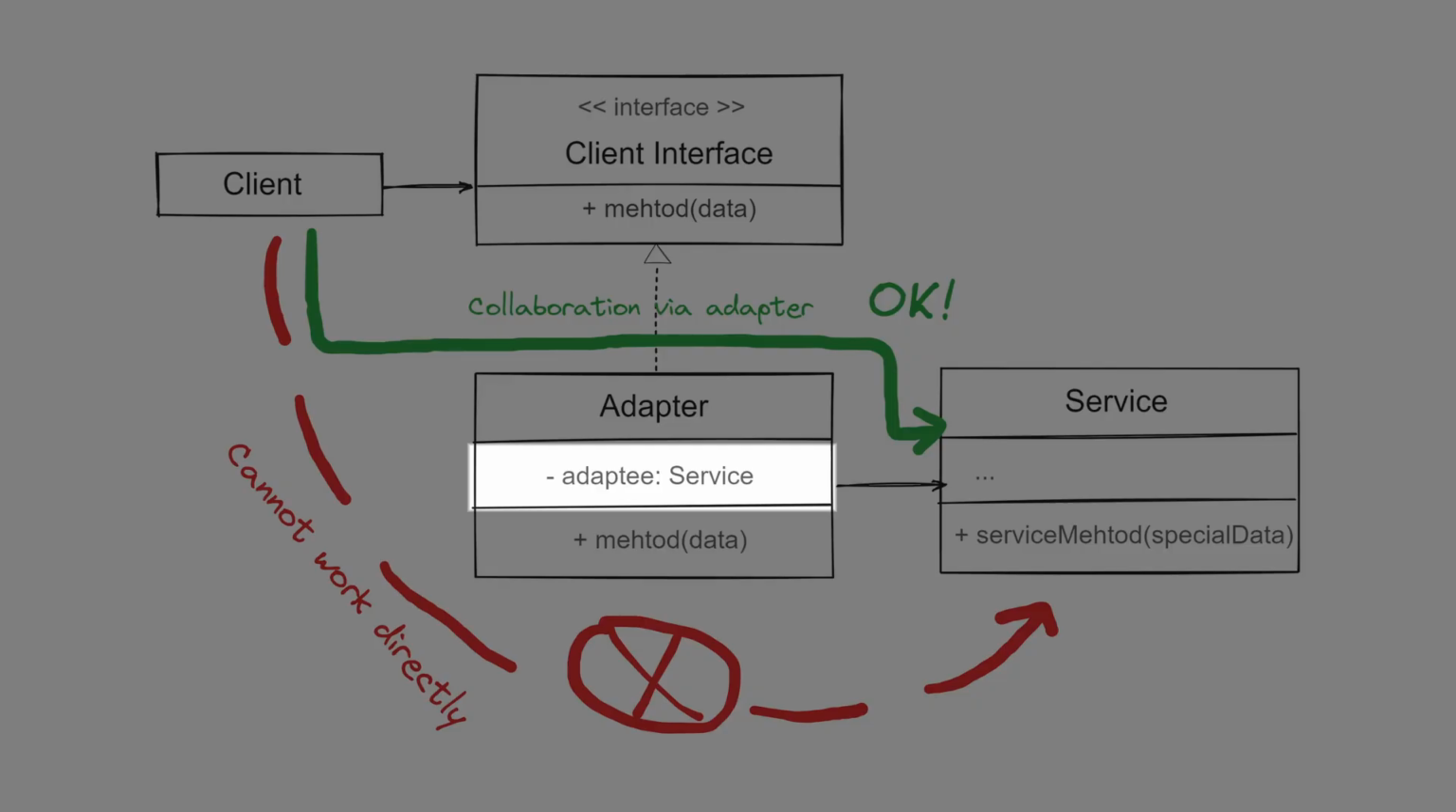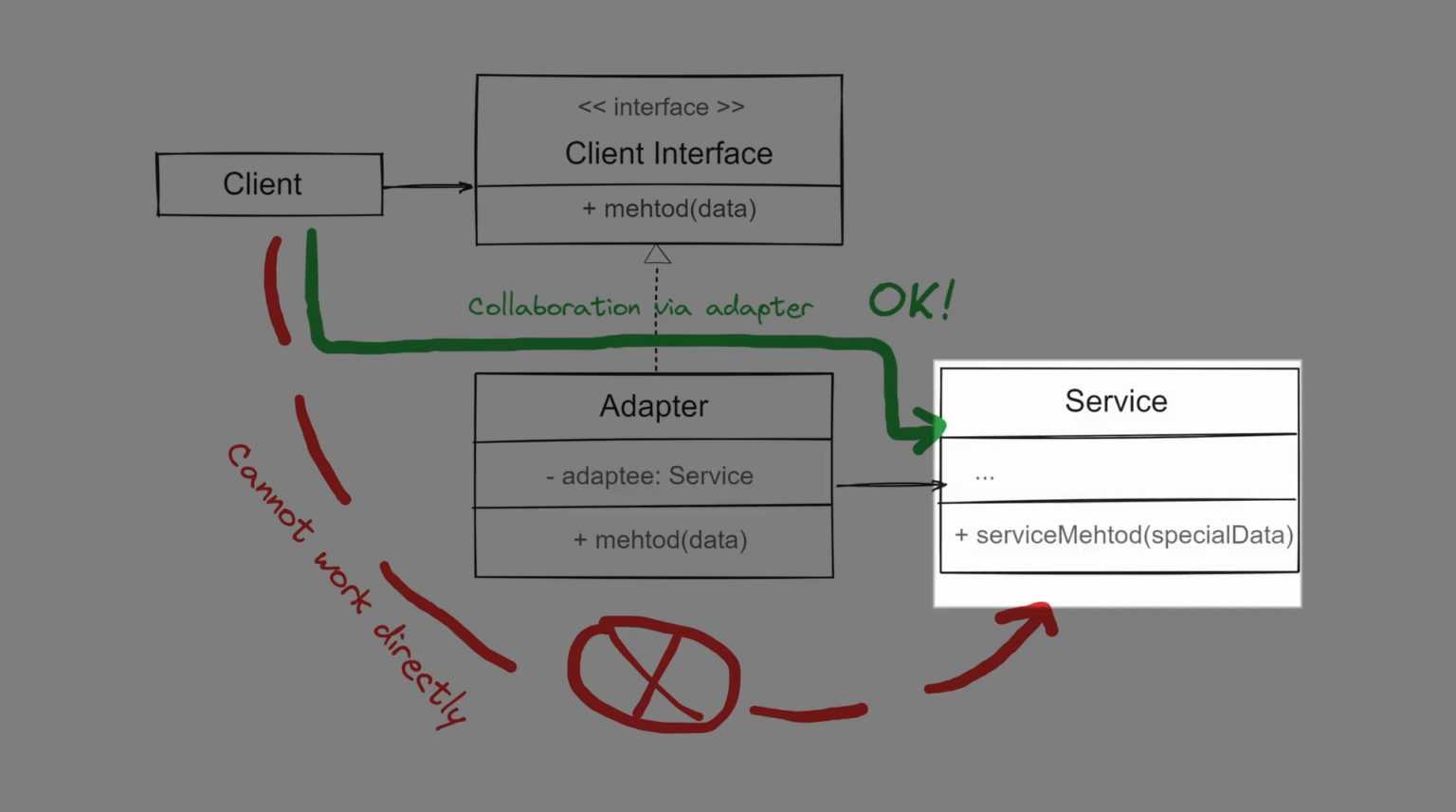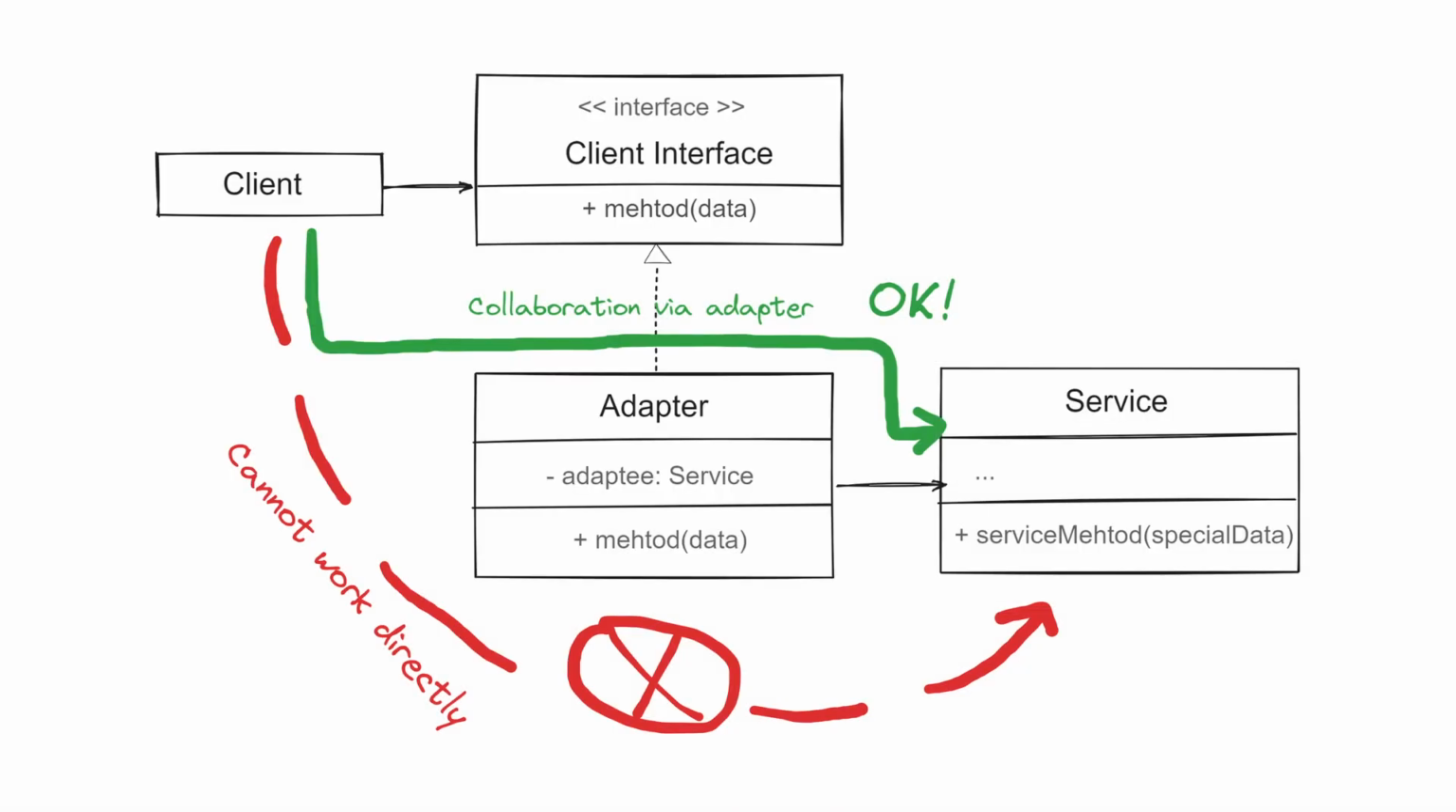The adapter has an adaptee property that contains a service object. This service will be doing a real job for sending email. The idea of adapter is to wrap the service and translate calls from client to service in a format that service can understand.